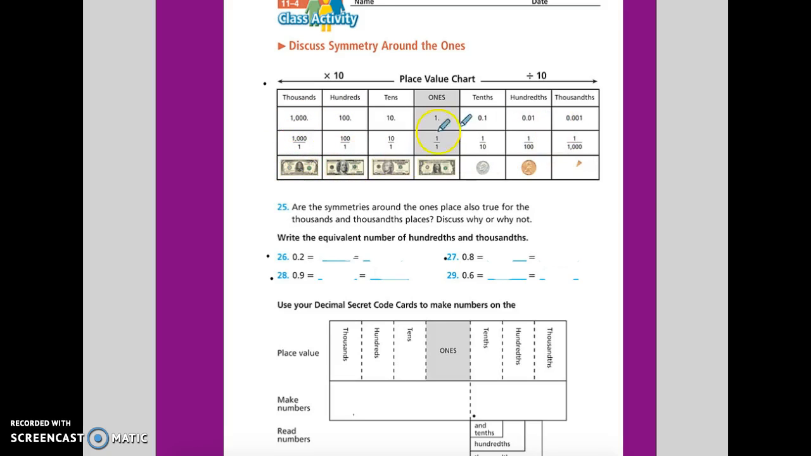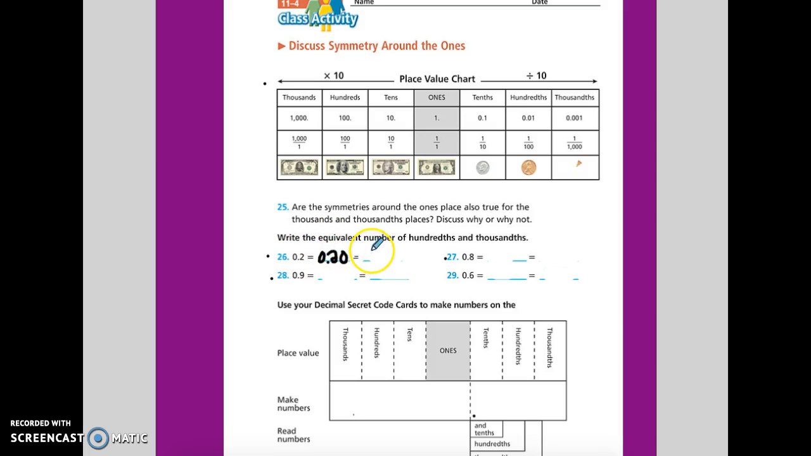So I just want you to see the pattern, and that's going to help us as we look at this next question. It says, write the equivalent number of hundredths and thousandths for these numbers. So right now I have 2 tenths, and all I have to do is add a 0 to change it to 20 hundredths, okay? But these two numbers are really the same thing. All I did is add a 0. It's just the way we say it. So 2 tenths is the same as 20 hundredths.